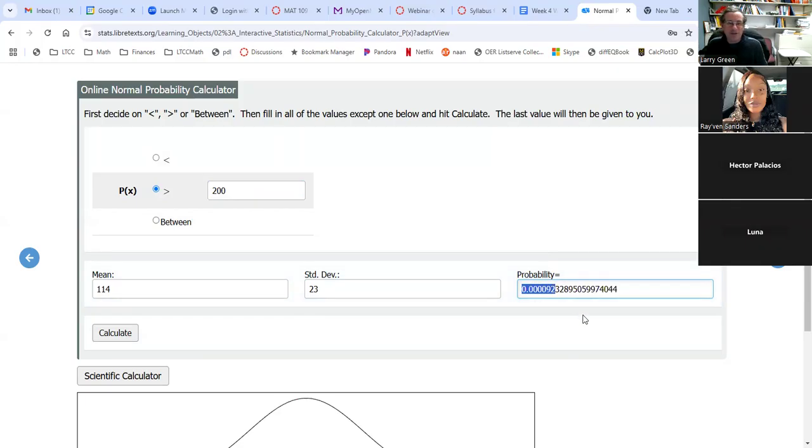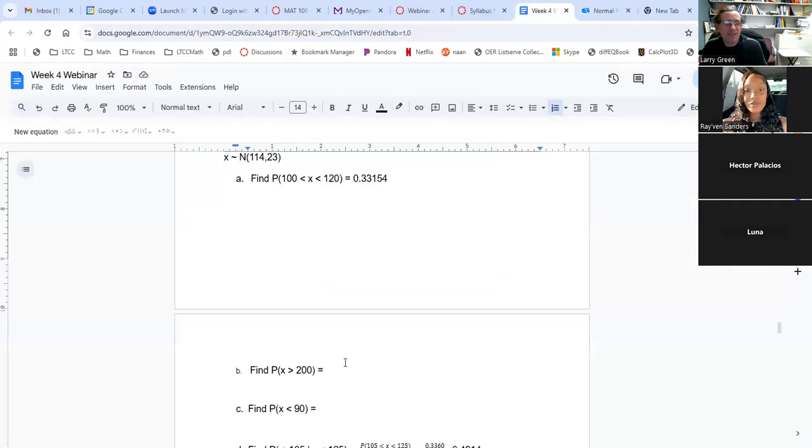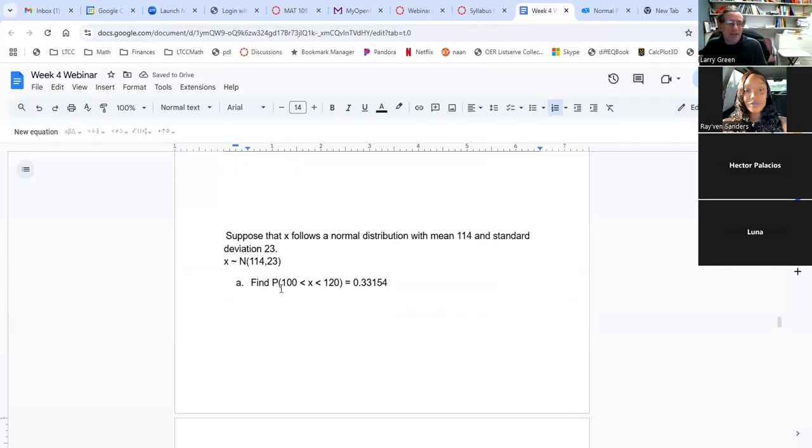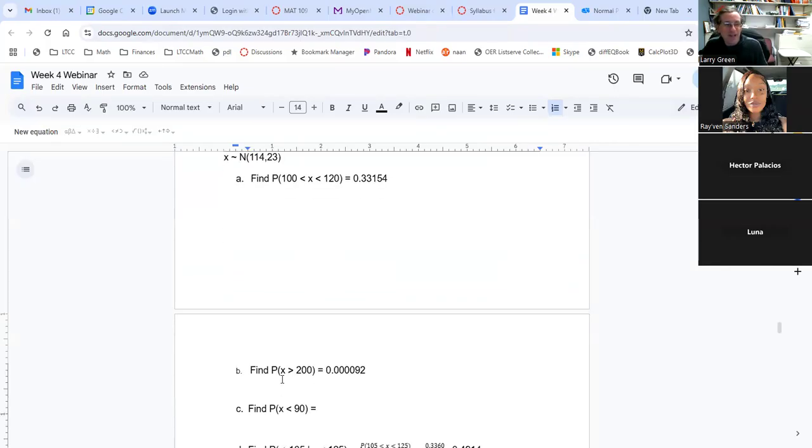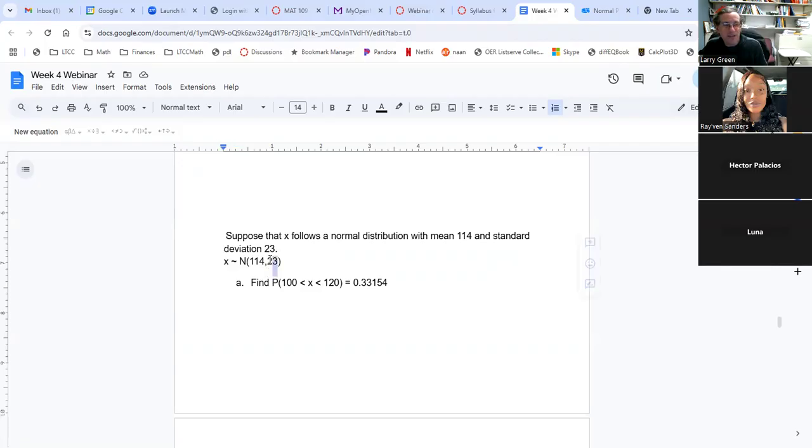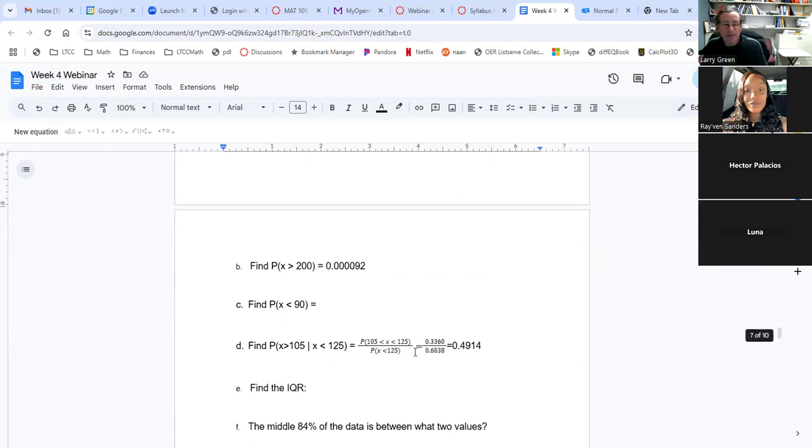So that's 0.00092 with a bunch more. Which makes some sense because notice to get to 200, you have to add a bunch of these 23s up from 114. So it's like way up there. And that's why it's so small. It's a lot of standard deviations above.